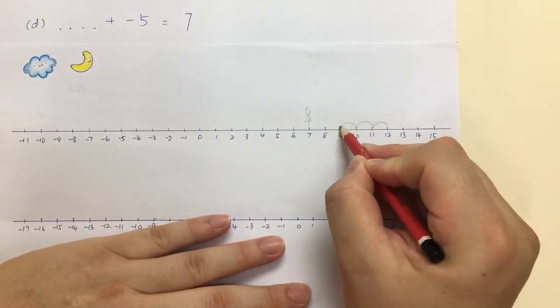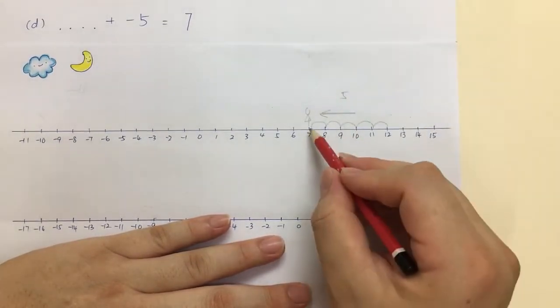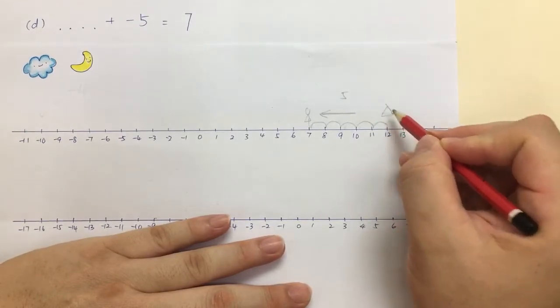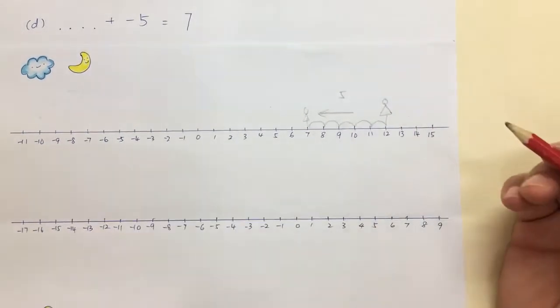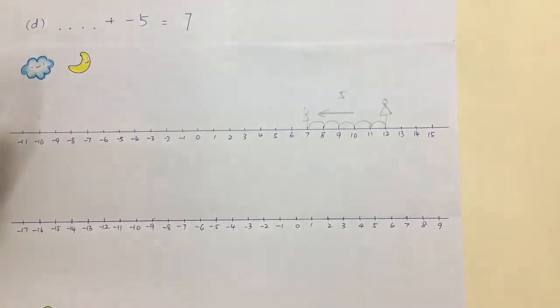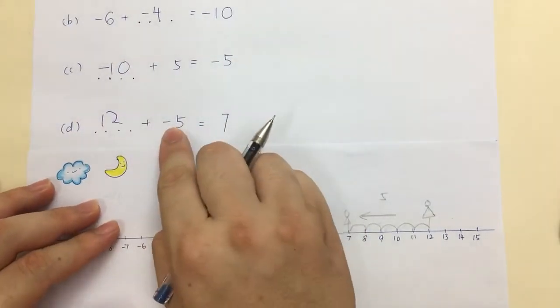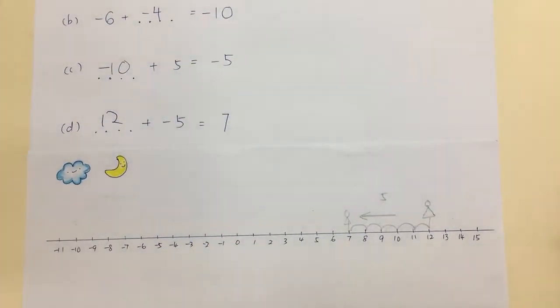1, 2, 3, 4, 5. Yes, this direction, 5. So I can count back also. 1, 2, 3, 4, 5. So initially it means I start at level 12. It makes sense, right? Can you see that? I'm at level 12. Then I go down 5 levels. I reach level 7. Okay, this is number 1. Then we have another one.